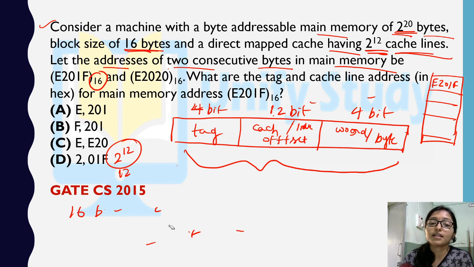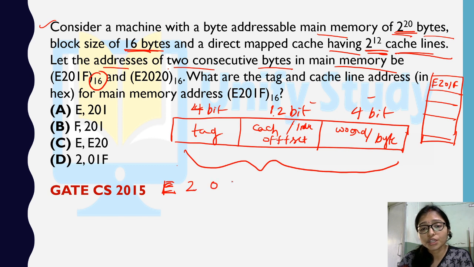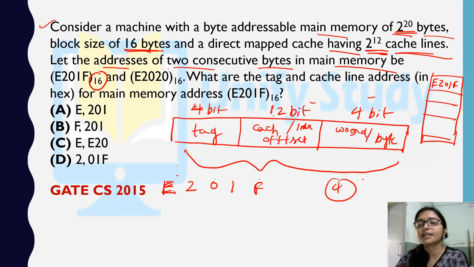What does a hexadecimal address mean? If it is a 5 digit hexadecimal number, E201F, how many digits are there? 1, 2, 3, 4, 5. Every digit of the hexadecimal is 4 bits. If you convert to binary, it will be a total 20 bit binary number, right? But there is no need to convert to binary. Why waste your time? There is a trick to do it.